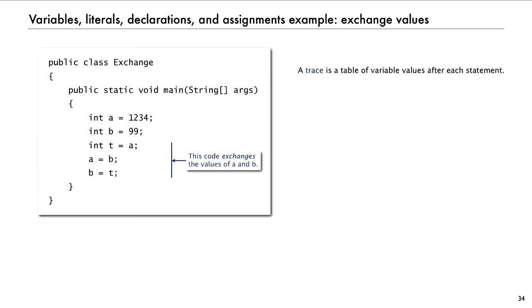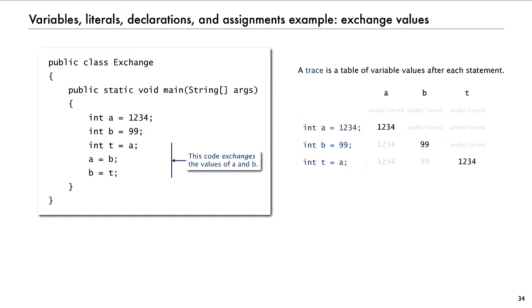Usually, at the beginning, to understand what our programs are doing, we write a table called a trace that just gives the variable values after each statement. So we start out with none of the variables declared. We say int A equals 1, 2, 3, 4, then 1, 2, 3, 4 is associated with A. That's what the table shows. B equals 99, 99 is associated with B. That's what the table says.